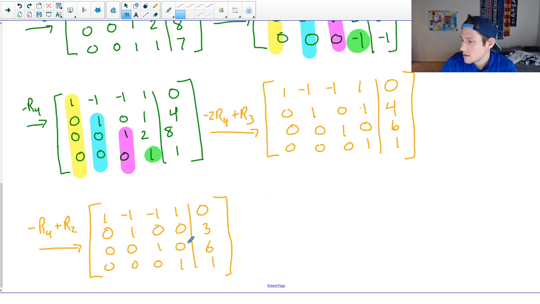All right, we're almost there. We're getting there. So I have a 1, 0, 0. Now I just need to worry about this last 1. What do I add to 1 to make 0? Negative. So again, negative row 4, but now plus row 1.